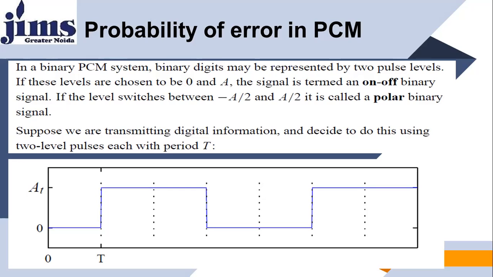In this particular picture, you see that we have two labels, 0 and A. So the 0 label represents bit 0 and the A label represents a 1 in a particular bit duration, and the bit duration is 0 to T. The 0 to T shown in this picture is the bit duration, and this bit duration is the same for 1 and 0.